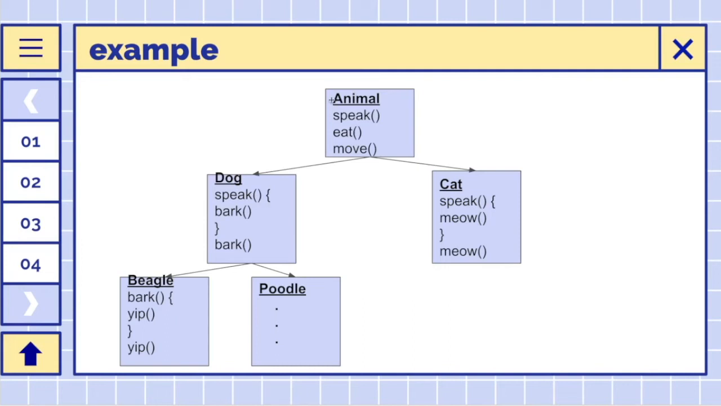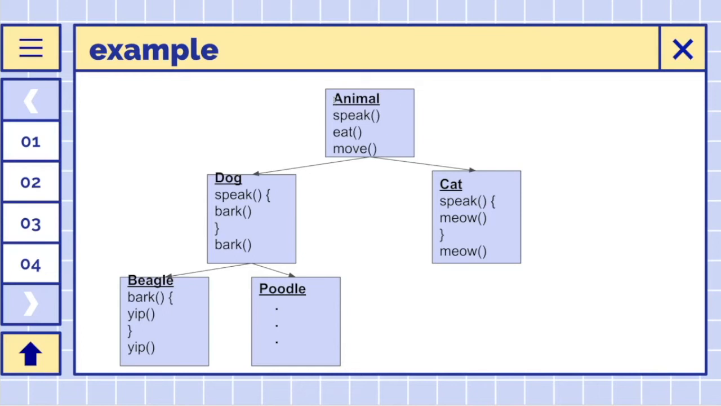So for example, if the parent class Animal, or the superclass Animal, has methods like speak, eat, and move, then Dog will also automatically inherit those methods. So Dog will also have speak, eat, and move, and then it can change those methods to be whatever the dog wants them to be.